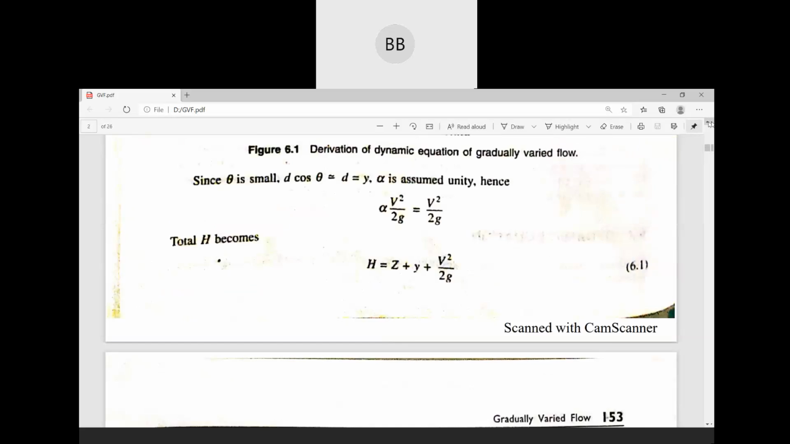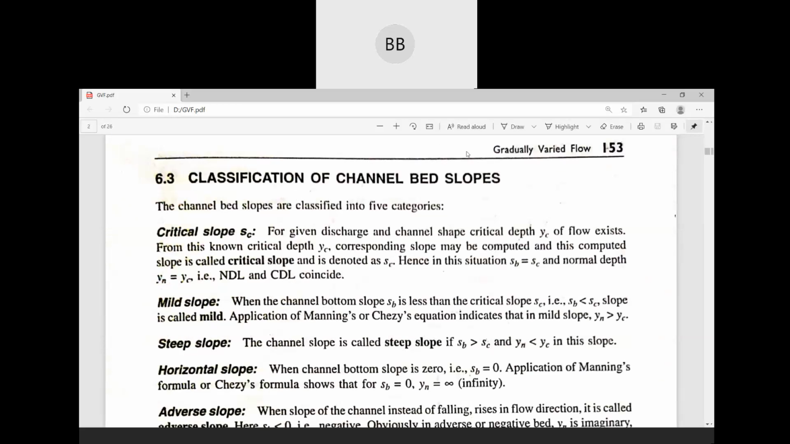Okay, so for the next topic you write: classification of channel bed slopes. This is the next topic, classification of channel bed slopes.